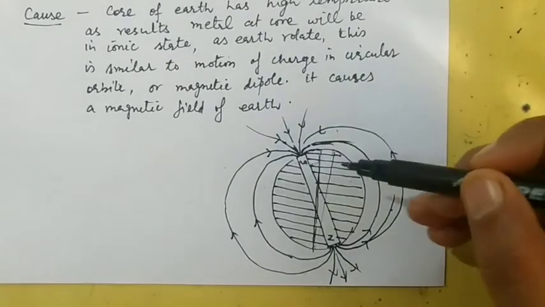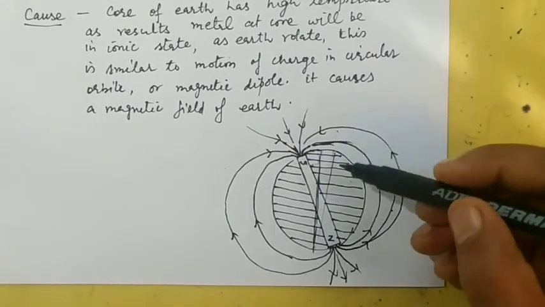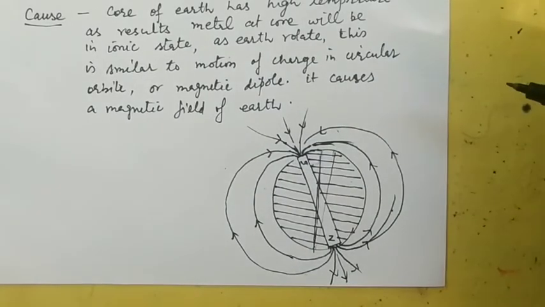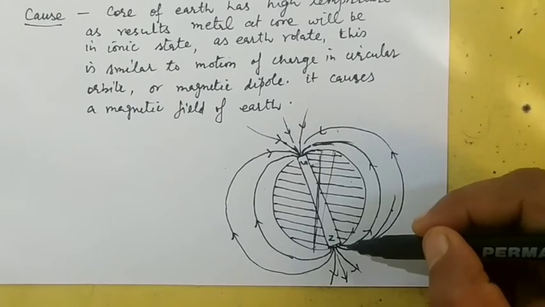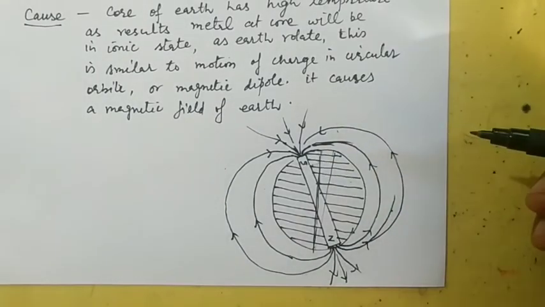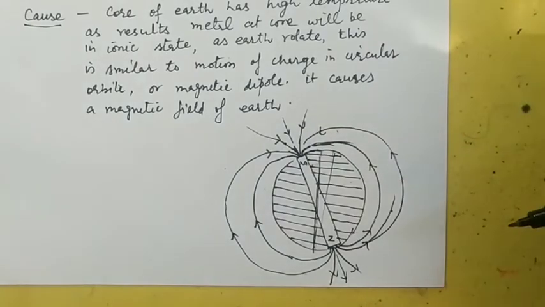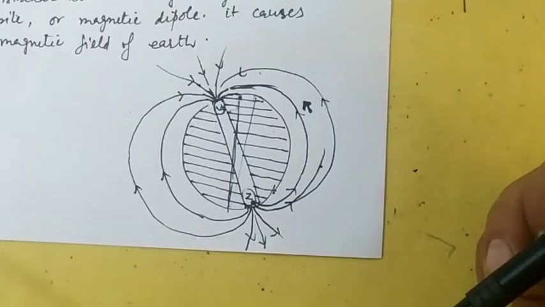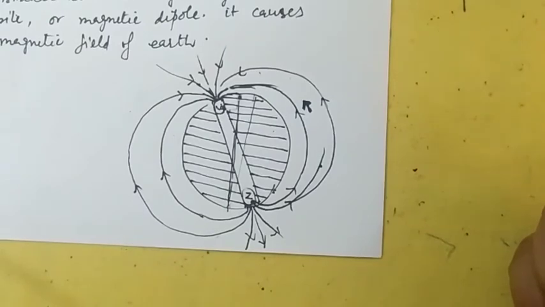And if I want to draw the magnetic field lines, they look just similar to those of a bar magnet. That is, magnetic field lines move from north to south outside the magnet and from south to north inside the magnet. So the magnetic field of Earth looks as shown in this figure.